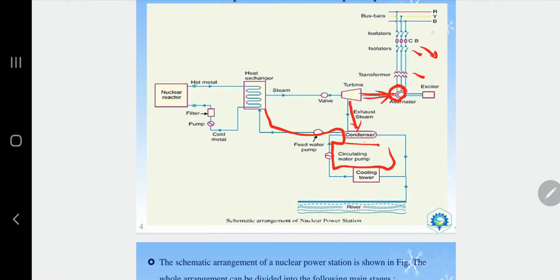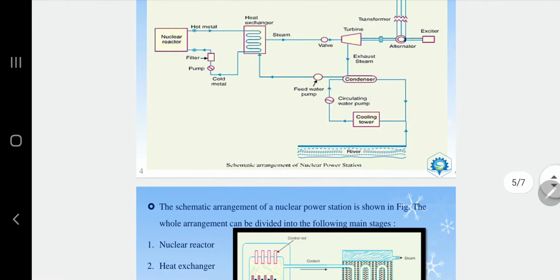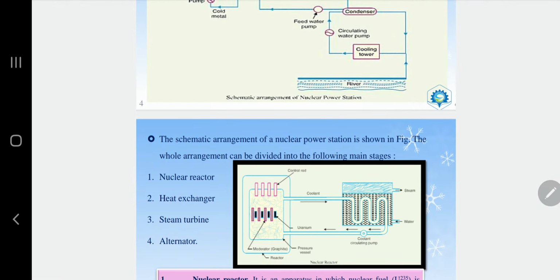Now, the remaining water which is required is taken from the river. Why? Because the complete steam cannot be converted back to water, so the required amount of water has to be compensated, and this is done with the help of the river. Okay, so this is the working of a nuclear power plant.